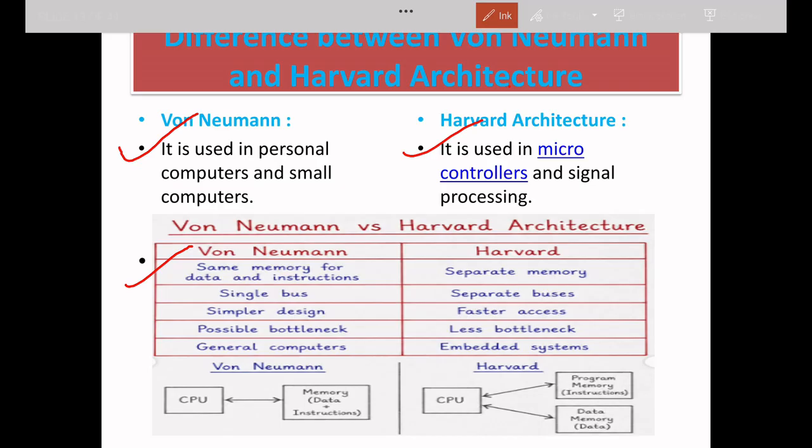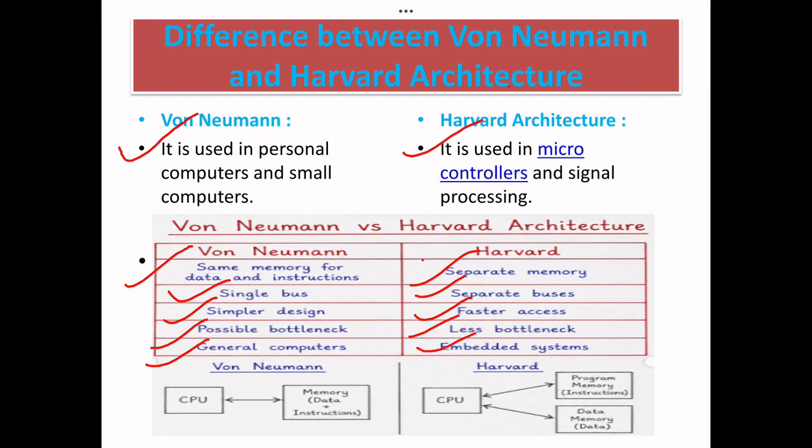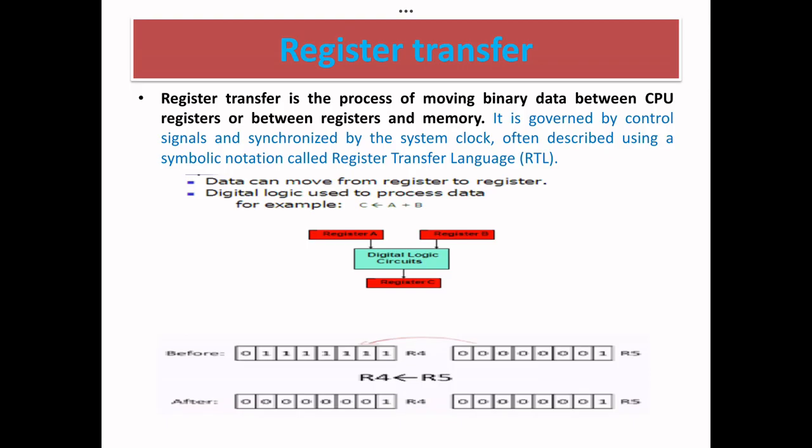In von Neumann there is the same memory for data and instructions, and in Harvard there is a separate memory. In von Neumann there is a single bus. In Harvard there is a separate bus. In von Neumann there is a simpler design, and in Harvard there is a faster design and faster access. Von Neumann has a possible bottleneck, but Harvard has less bottleneck. And this is a general computer, and this is an embedded computer. Okay, so now we have completed this.